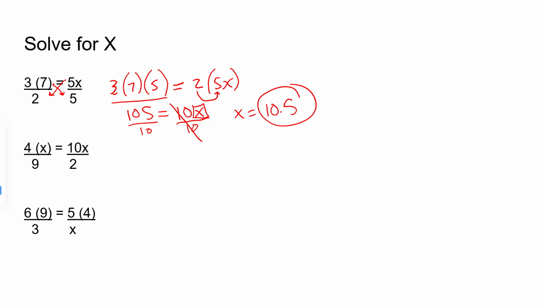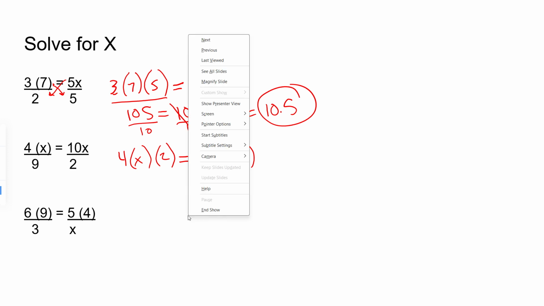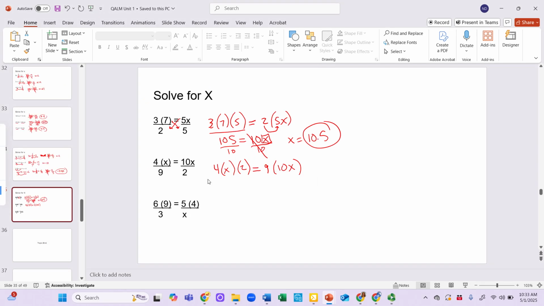Okay, so we have this, which we're going to cross multiply. This becomes, we're going to start up here. So this becomes 4 times x times 2 is equal to, and then we're going to cross multiply the bottom to the top over here, 9 times 10x. And this is actually a typo in the problem, so this was copied over incorrectly. Let me fix this real quick.